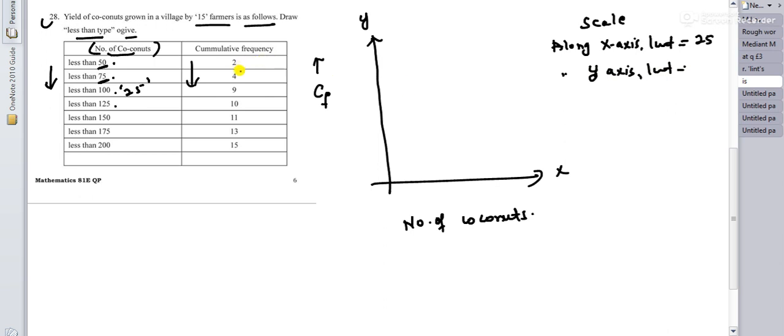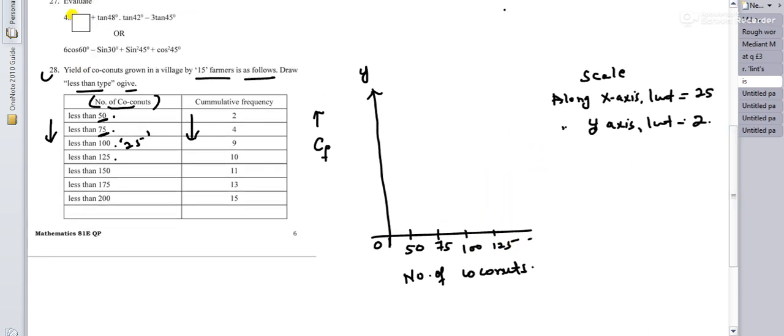Look at the y values, 2, 4 till 15. So you can take just 2. Okay, let me write here, this is 50 starting with 0, directly 50, then 75, then 100, 125. After that you can write it further. This is 150, next 175, and this is 200.